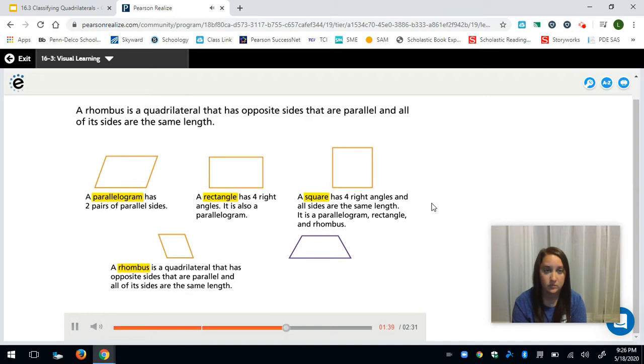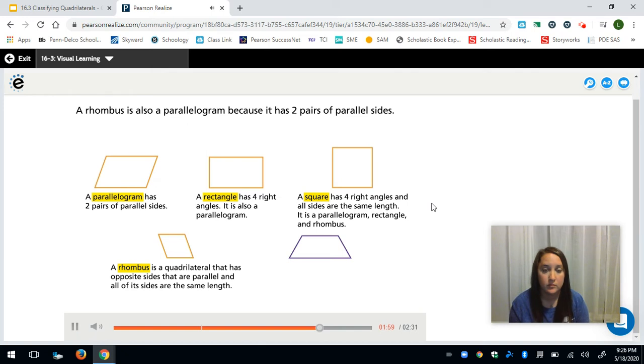A rhombus is a quadrilateral that has opposite sides that are parallel, and all of its sides are the same length. A square is also a rhombus because it is a quadrilateral with opposite sides that are parallel, and all of its sides are the same length.